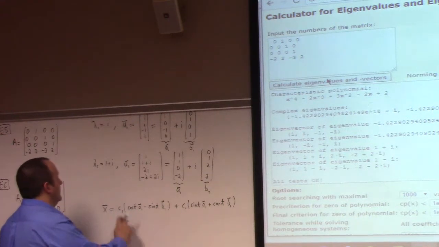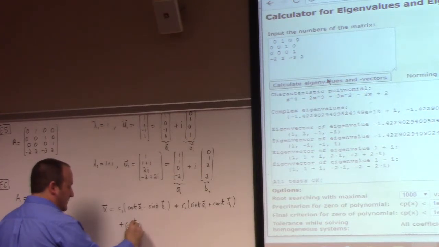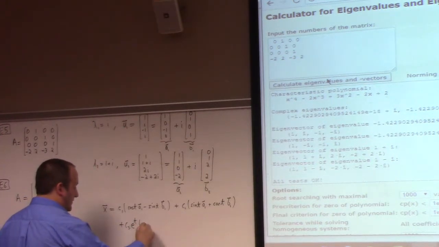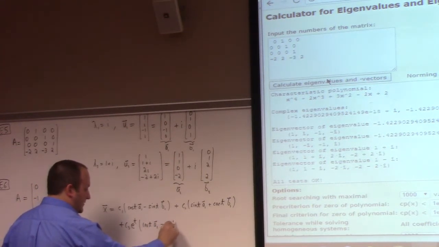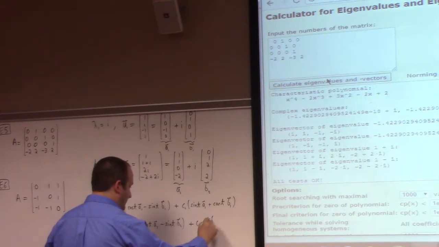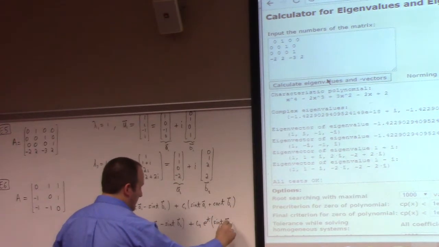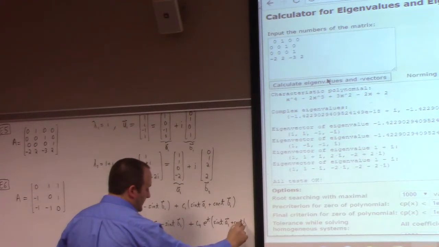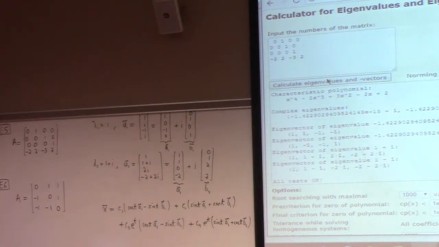Oh, careful. Now this one, I've got 1 plus I, right? So that gives me an e to the t from the 1. And then I've got cosine t A2 minus sine t B2 plus C4 e to the t sine t A2 plus cosine t B2. All right.